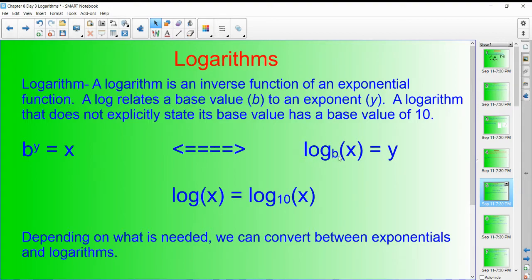So sometimes we're allowed to change the base, have a different base in here. Sometimes we're stuck with it being 10. And depending on what's needed, we may have to convert an exponential to a log or a log to an exponential. But these two formulas, crucial. They mean the same thing, but they look different.